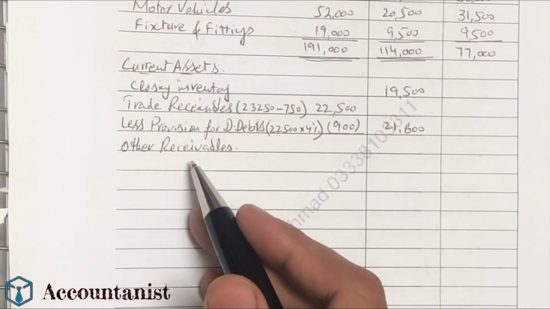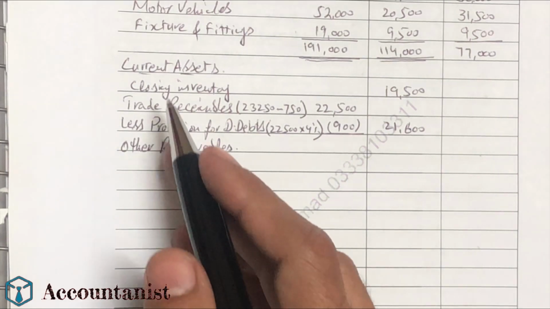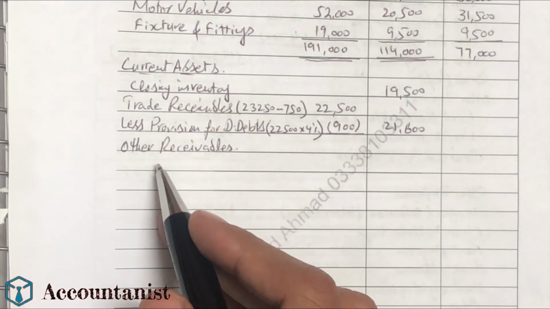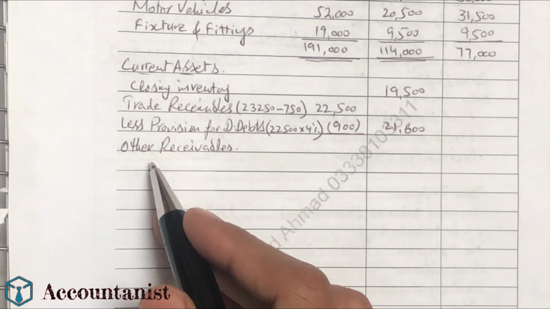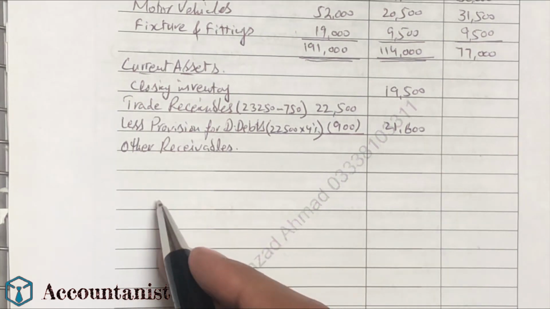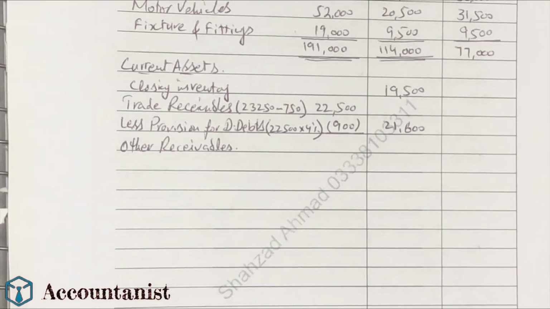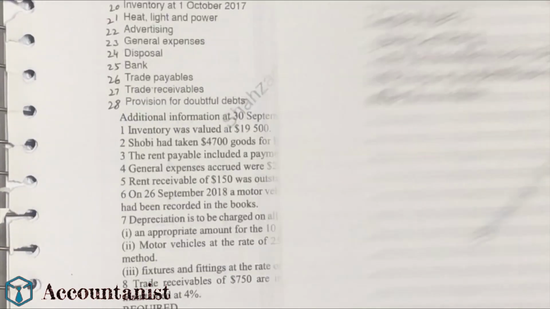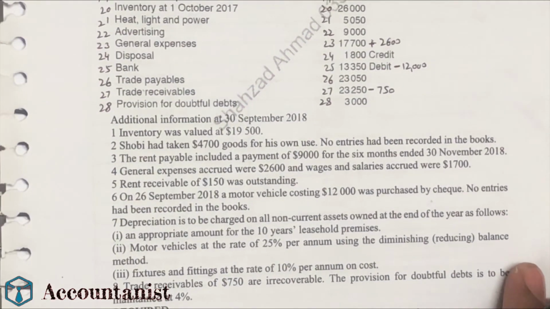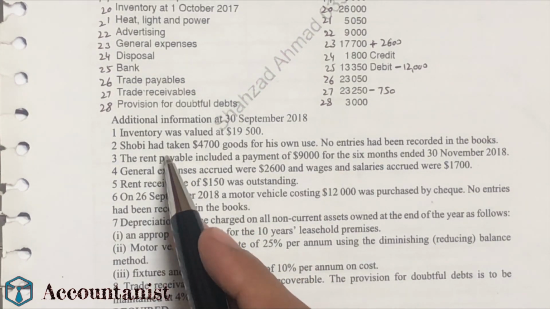Now the next thing is other receivables. For the other receivables, we need to remember that in the current asset section we have to write down the prepaid expenses, because that's our expenses, and accrued income if there is any. So let's find out how we can find out the prepaid expenses. So we need to come to the adjustment section of the question.